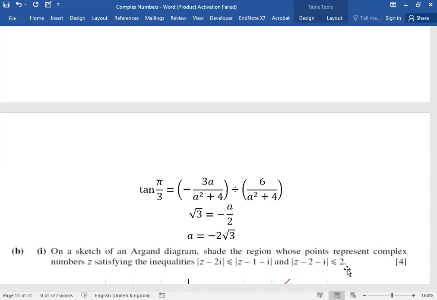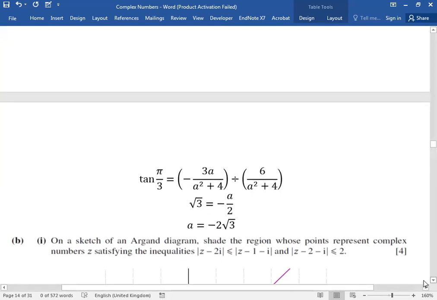So 2 plus iota will become your center. And you'll draw a circle of radius 2 units. And you'll say that z lies anywhere on the circumference or inside the circle. Because they have given you a numerical value, you'll always be drawing a circle because it's telling you a particular distance. And when it compares two distances, you'll be making a perpendicular bisector.